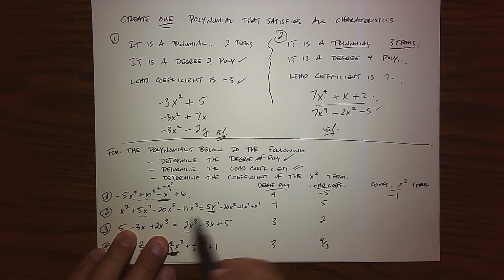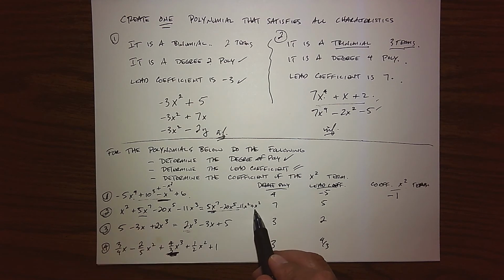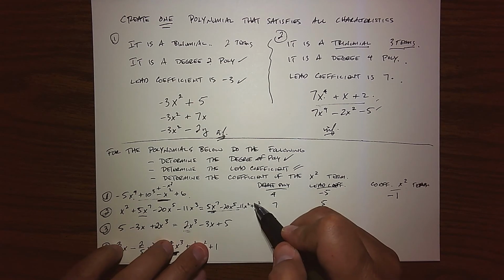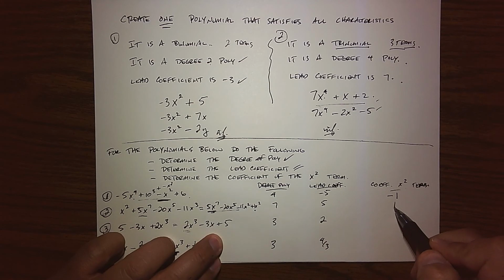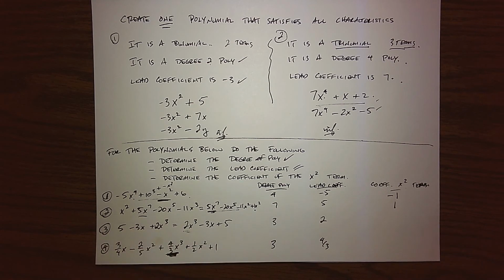In the next one, as I'm writing this out, we have this x squared kind of sitting off by itself, but there is a 1 technically in front of it. So the coefficient for x squared there is 1.